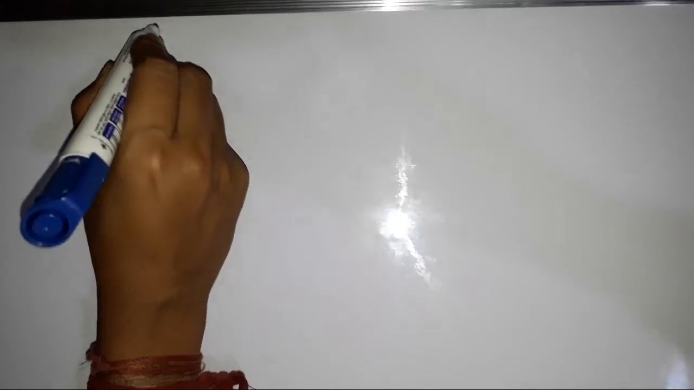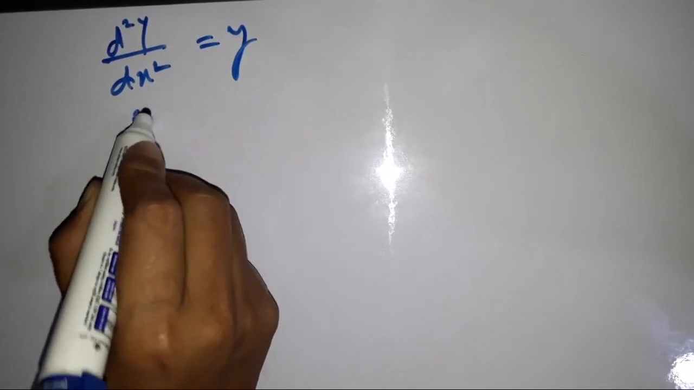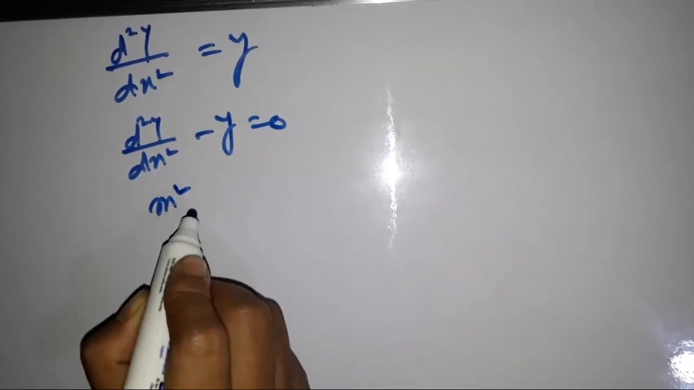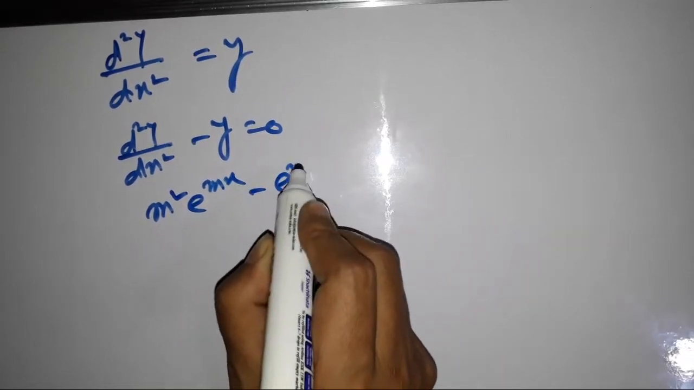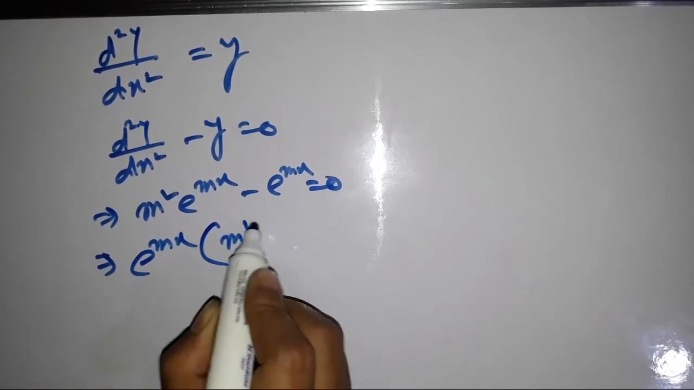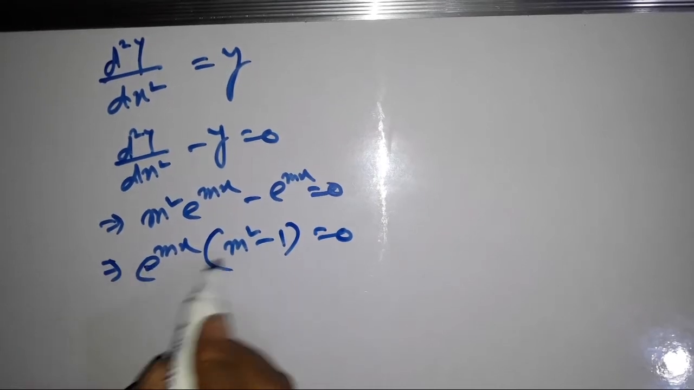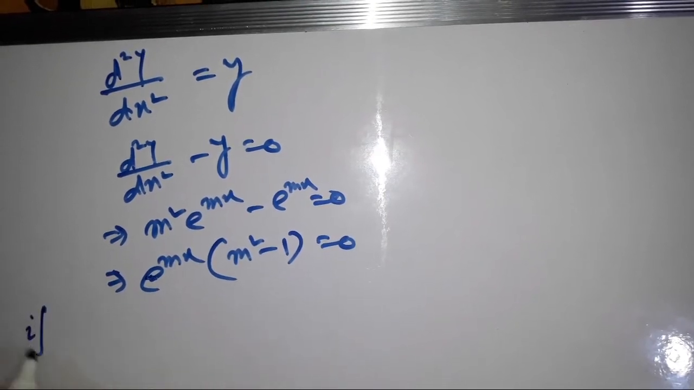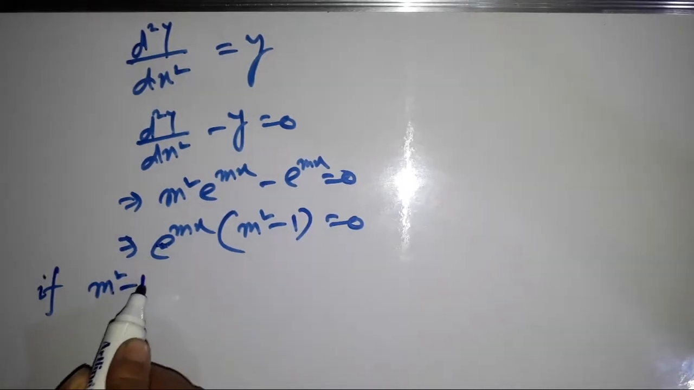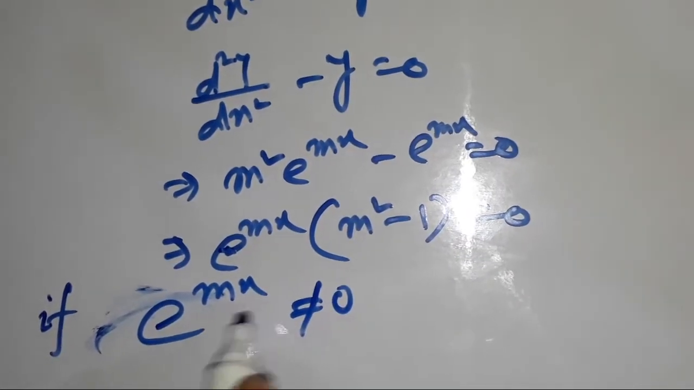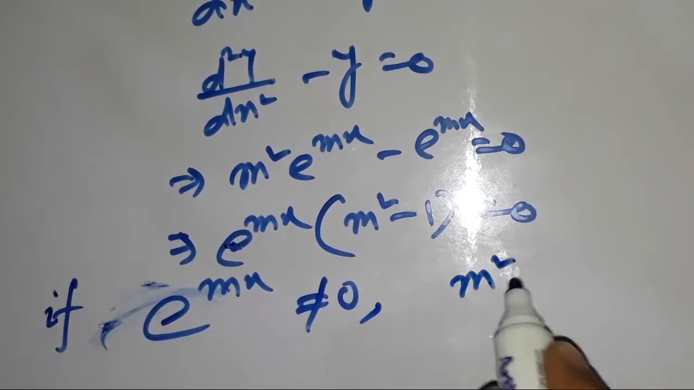Our equation is d2y/dx2 = y, so d2y/dx2 - y = 0. We put the value: m square e^(mx) - e^(mx) = 0. We take e^(mx) common, and under the bracket m square - 1 equals 0. Clear? The product of the exponential function and the algebraic function is 0. Since e^(mx) is not equal to 0, it does not give 0, so m square - 1 equals 0.